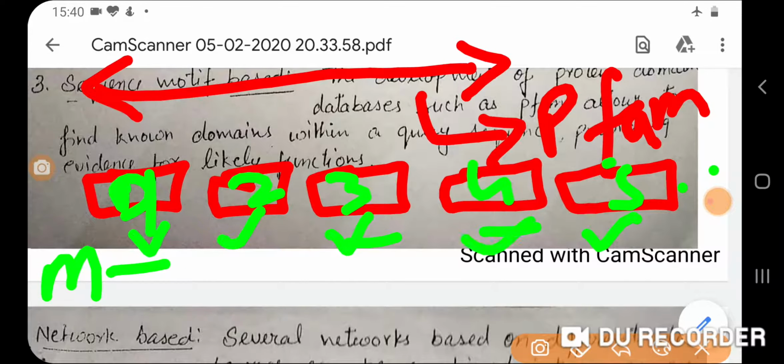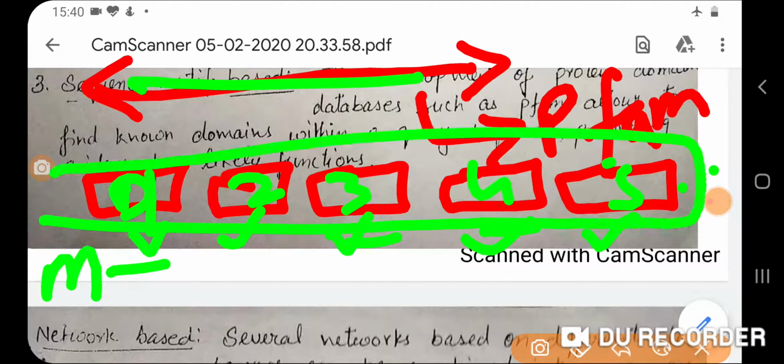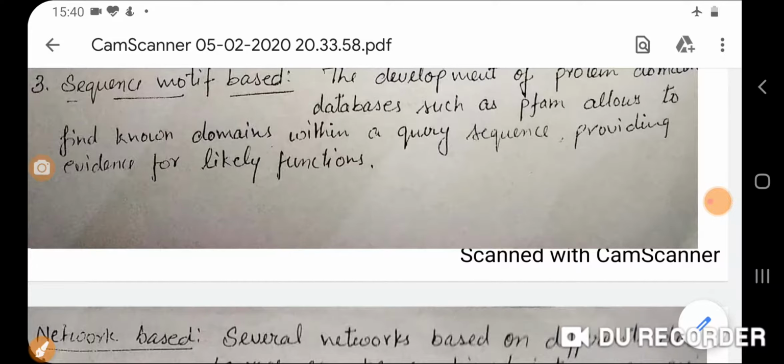So we'll identify the function of a domain. When you get the function of a domain, you can easily find out the function of your protein sequence, because this sequence is unknown but the domains are known. When you know the function of the domain identified from your sequence, usually you can infer what the function of your protein is. Clear? So this is sequence motif based.